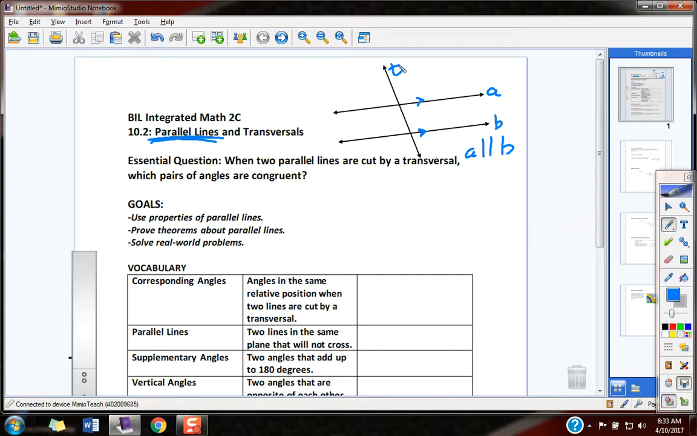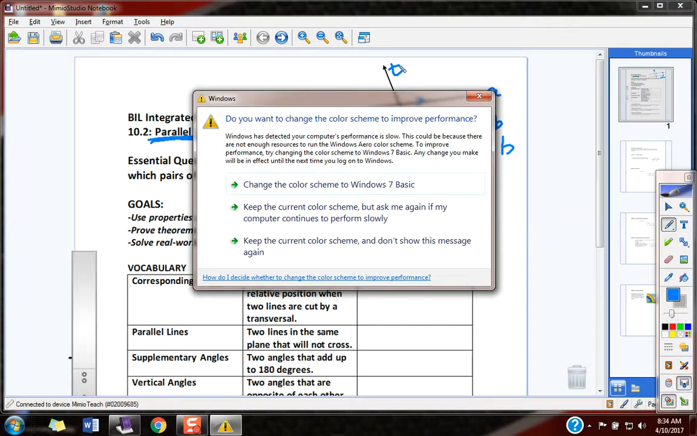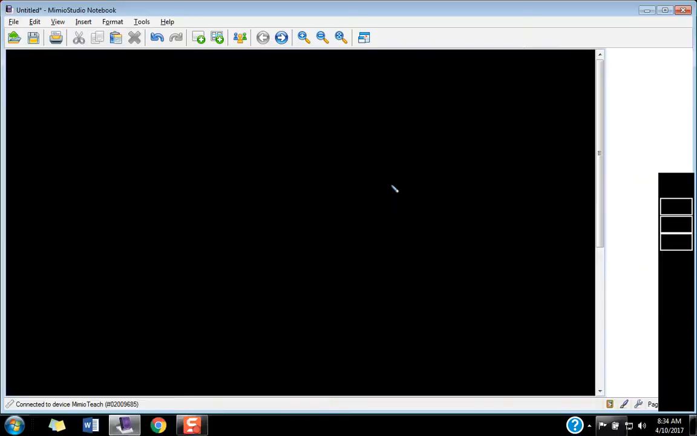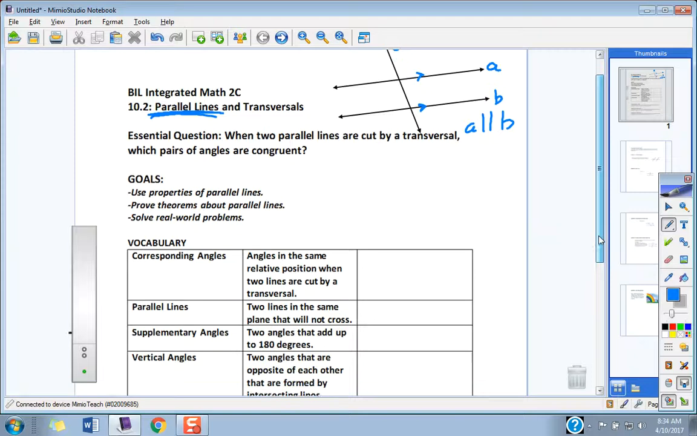The question today is, when two parallel lines are cut by a transversal, which pairs of angles are congruent? In order to answer that question, we need to be able to use properties of parallel lines. We need to prove some theorems about parallel lines, which I'll show you in a second, and then look at some real world problems. So, here we go.